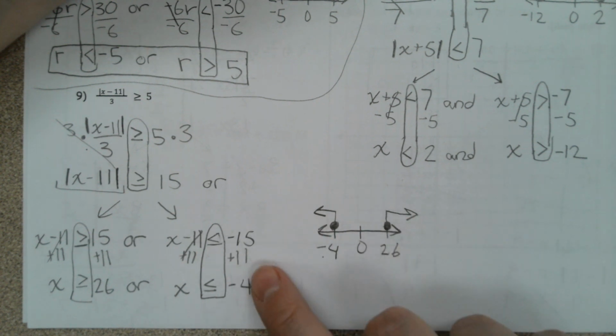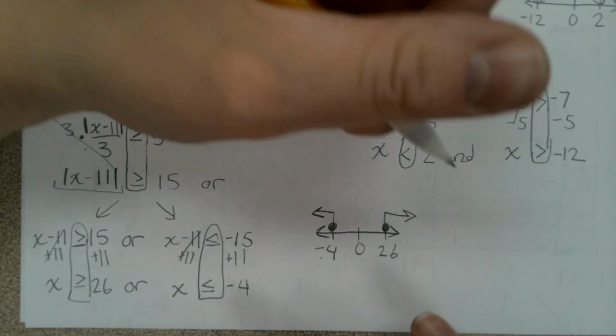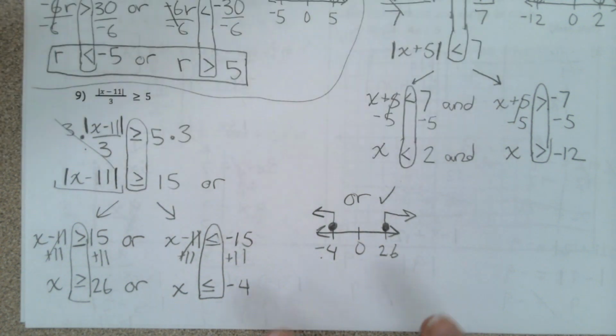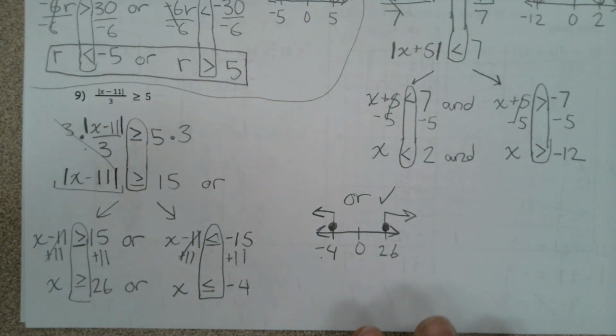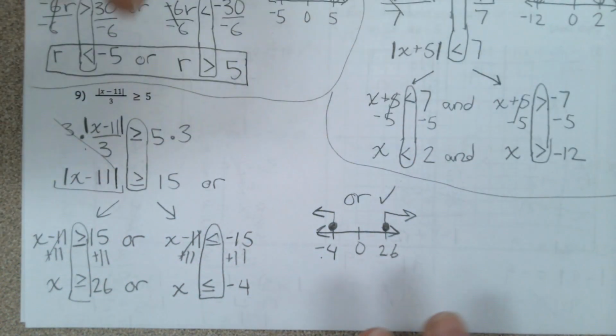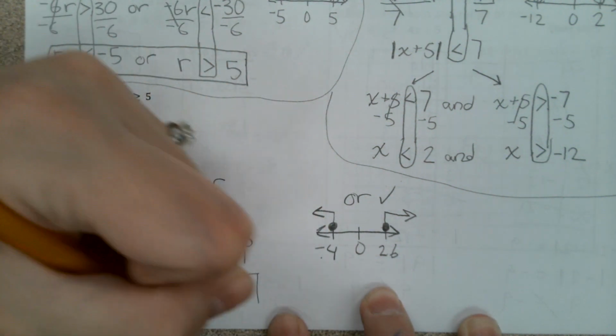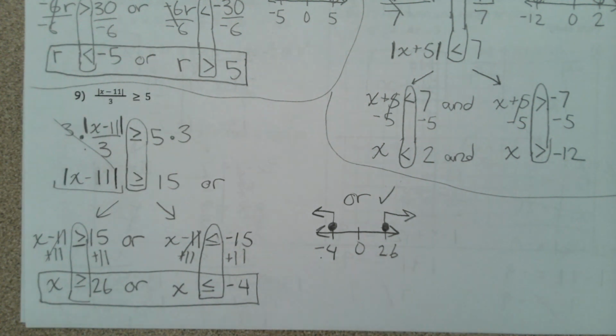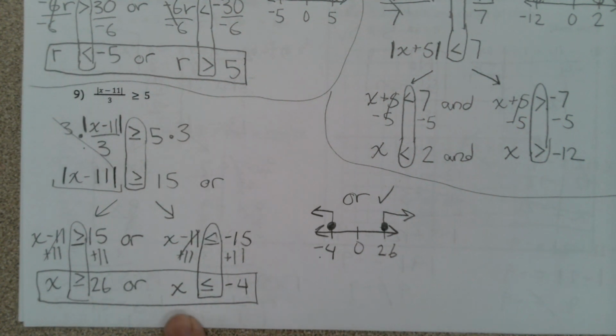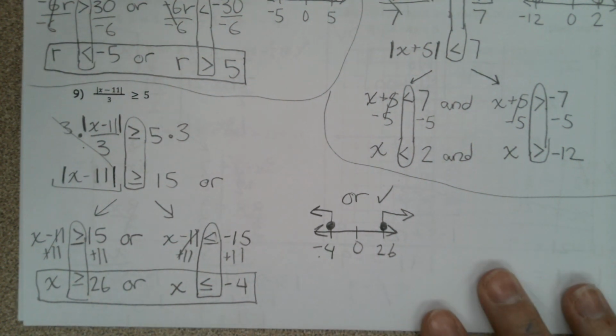They don't overlap, they don't touch, they don't come in close contact with each other. This is an OR statement, and it works. So, I have pretty good faith that my answer is correct. X is greater than or equal to 26, or x is less than or equal to negative 4. Next page.